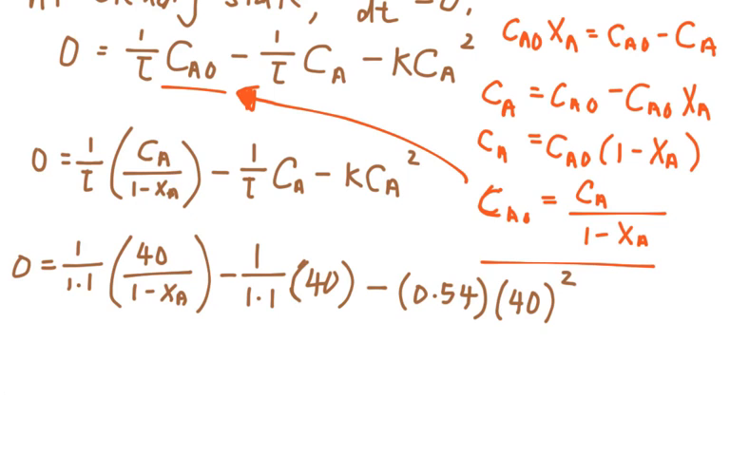If you solve this equation, you can very quickly find that the conversion of A would be equal to 0.956, or 95.6%. So this answer is comparable to the answer that you got previously.